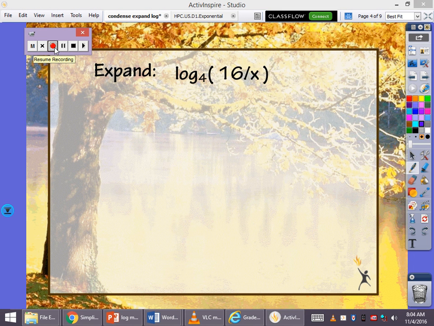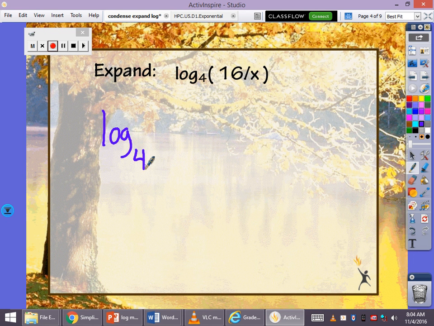All right, which rule is this? Quotient. And when I divide, I really subtract. So I'm going to have log 4 of 16 minus log 4 of x. Now, order matters. Remember, with division and subtraction, order matters. So whatever the numerator is first, denominator is second.